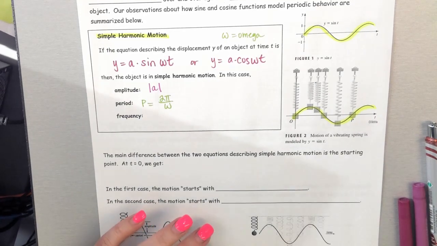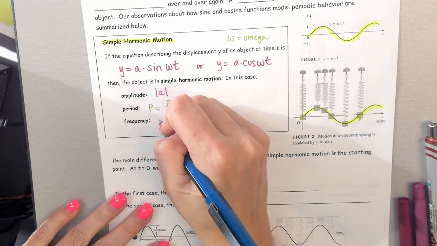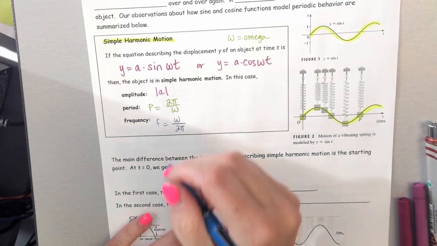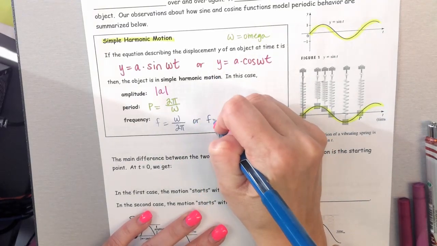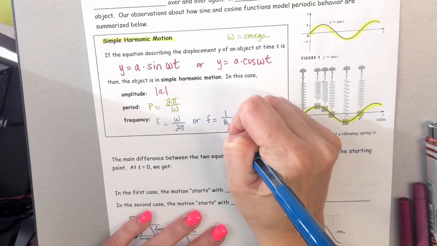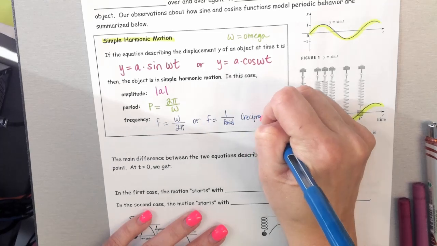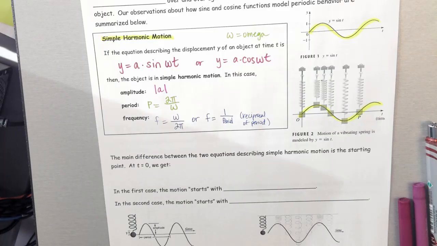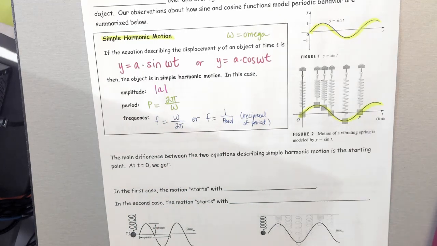And your frequency is going to be omega over 2 pi. So it is the reciprocal of the period. You can use that to help you if you have to find both. If you have to find the period and the frequency, once you find the period, you can just use the reciprocal.